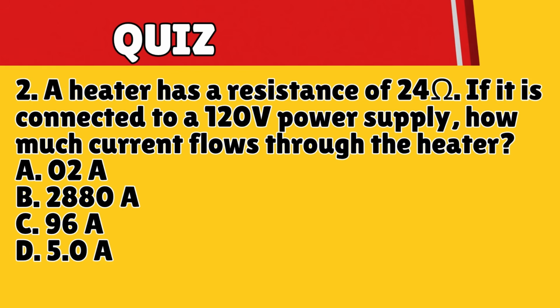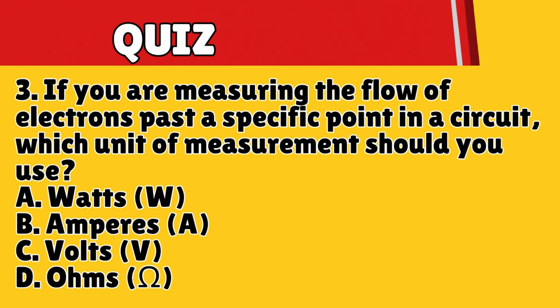Number 2. A heater has resistance of 24 ohms. If it is connected to a 120 volt power supply, how much current flows through the heater? A. 2 amperes. B. 2880 amperes. C. 96 amperes. Or D. 5 amperes. Number 3. If you are measuring the flow of electrons past a specific point in a circuit, which unit of measurement should you use? A. Watts. B. Amperes. C. Volts. Or D. Ohms.